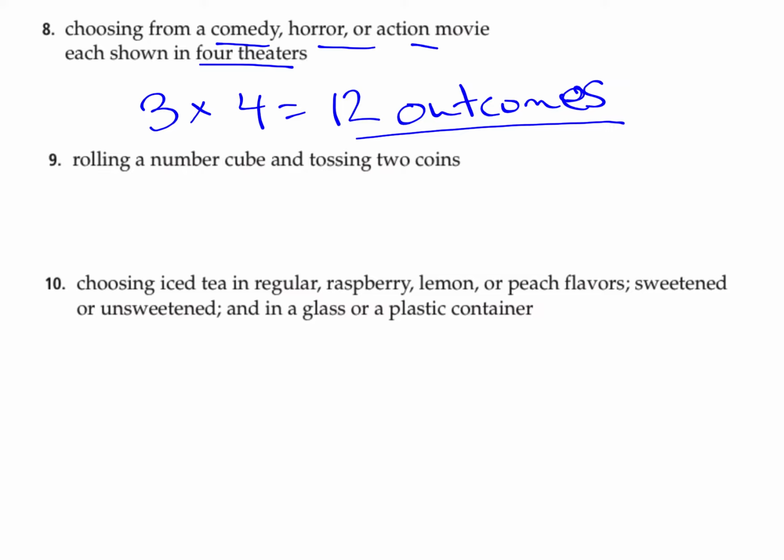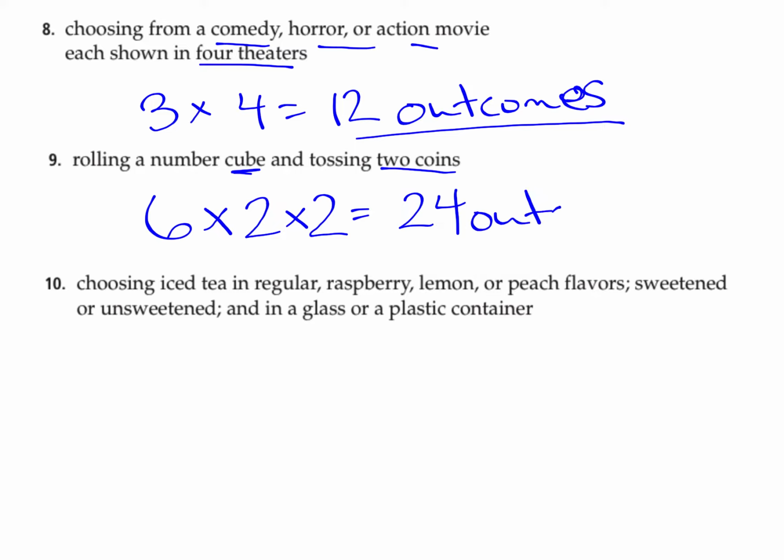Rolling a number cube and tossing 2 coins. All right, rolling the number cube, since it's a cube, it has 6 outcomes. Tossing 2 coins, the first coin has 2 ways it can land, heads or tails. The second coin has 2 ways it can land, heads or tails, giving us a total of 24 outcomes.